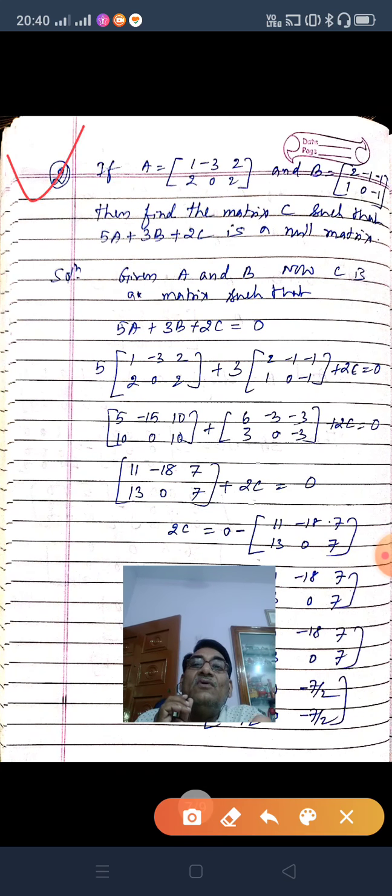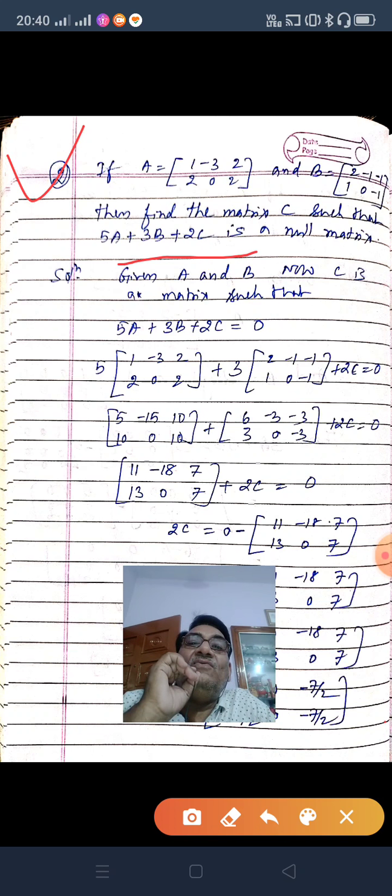Question 2. If A is equal to 1, minus 3, 2, 2, 0, 2, and B is equal to 2, minus 1, minus 1, and 1, 0, minus 1, then find the matrix C such that 5A plus 3B plus 2C is a null matrix. It is given that it is a null matrix. Okay. Solution: given A, B and C are matrices such that 5A plus 3B plus 2C is equal to 0. It is given.